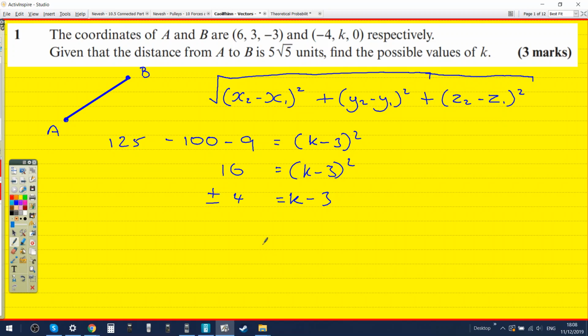And so you did k is 7. Yeah. And so what would be the other possibility? -1. Yes. Yeah. Or k is equal to -4 plus 3, which is -1. Great. Any questions there? No.